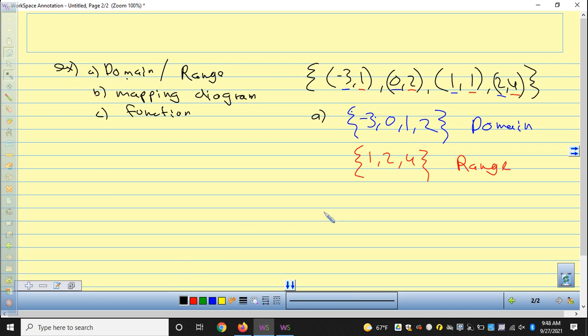Now part B, the mapping diagram, just means we're going to put our x values and our y values in a column: -3, 0, 1, 2, and 1, 2, 4. And we're going to draw an arrow for these points. So -3 goes to 1. 0 goes to 2. 1 goes to 1. And 2 goes to 4. This is what we mean by a mapping diagram. We just use arrows to show which number the x values go to.